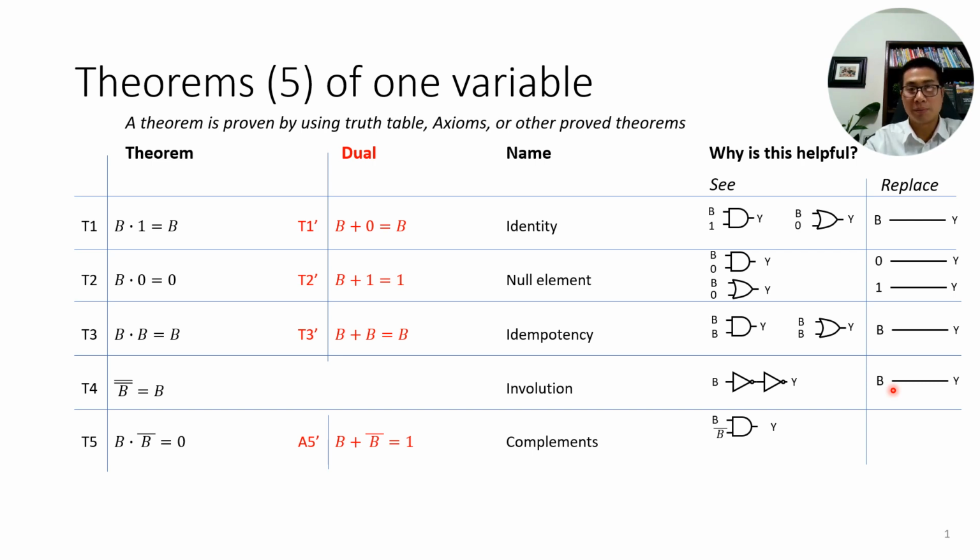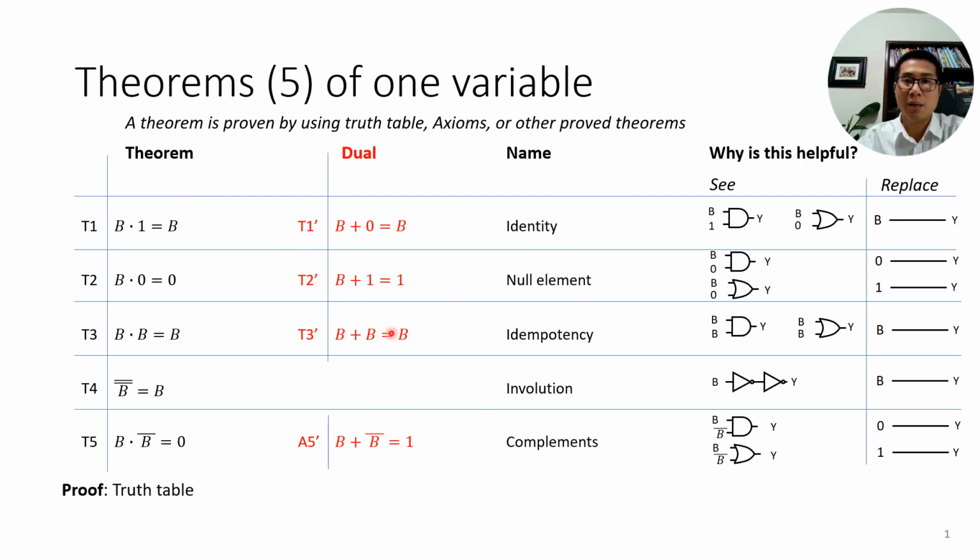And if you see B AND with not B equal to Y, simply replace that by Y wired to 0. And if you see B OR with not B producing Y, simply wire Y to the 1, to the positive. So for this one, there is only one variable in there.